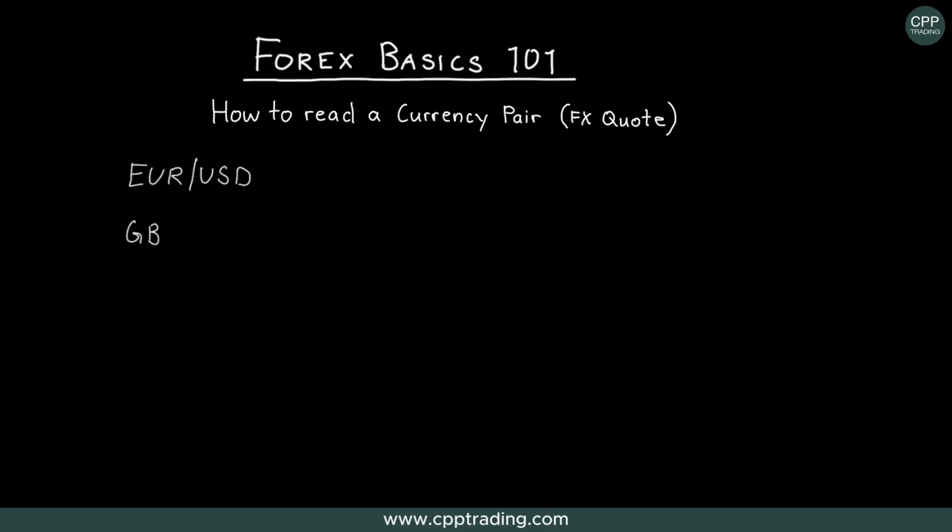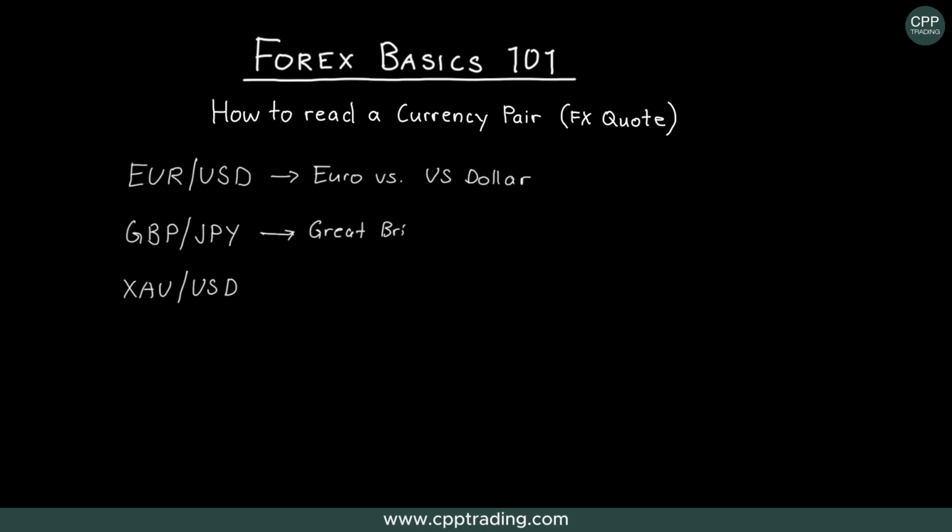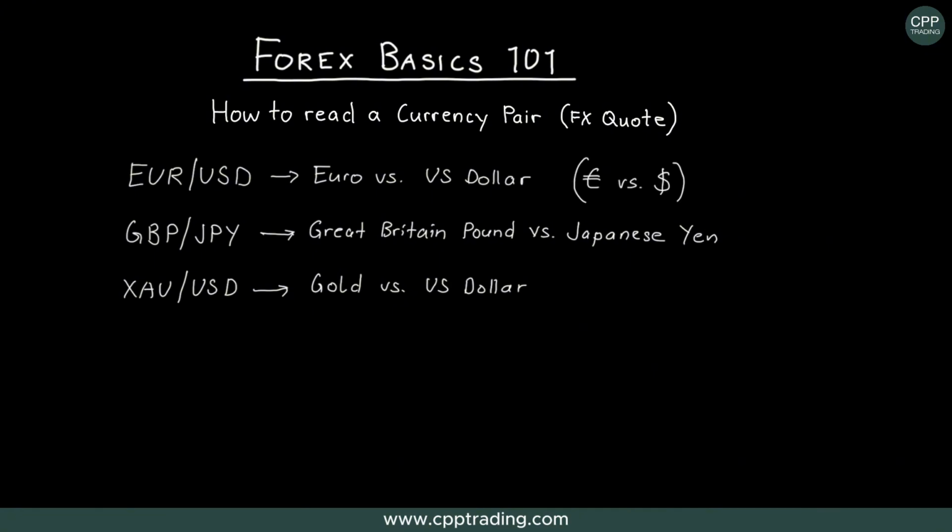These are some of the very common pairs: the Euro versus US dollar, the GBP JPY, and XAU USD. So they stand for obviously the Euro versus the US dollar. GBP is the Great Britain pound versus the Japanese yen, and XAU is gold versus the US dollar. I'm also going to include the symbols here just for your reference. So we have the symbol here for the euro and the dollar, obviously, and then we have the British pound, Japanese yen. I'm going to use this for gold now for this purpose, and again the US dollar.